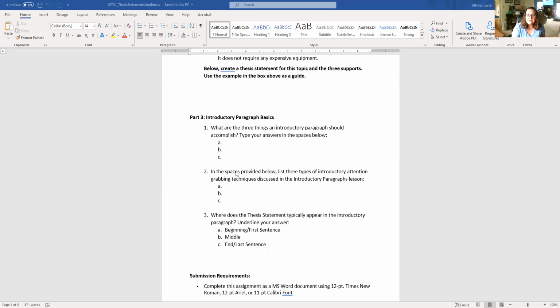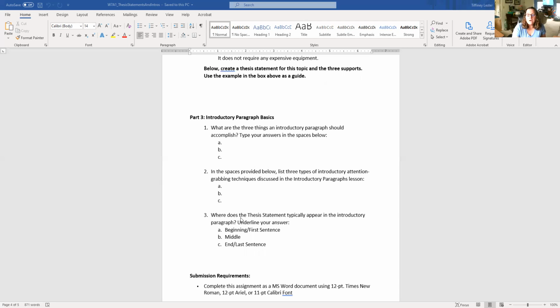Number 2, in the spaces provided below, list 3 types of introductory attention-grabbing techniques discussed in the introductory paragraphs lesson. So part of that lesson gives you some options for how to grab your reader's attention at the beginning of your introductory paragraph. There are numerous techniques you can use. I'm asking you to choose 3 and list them here.